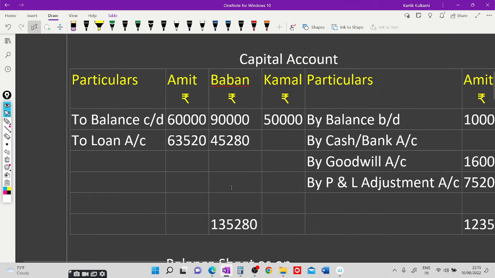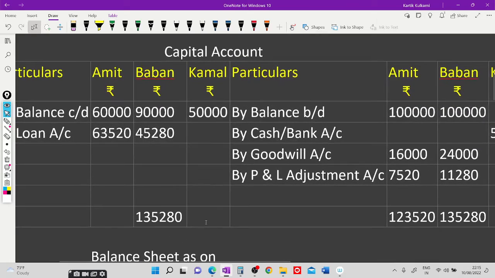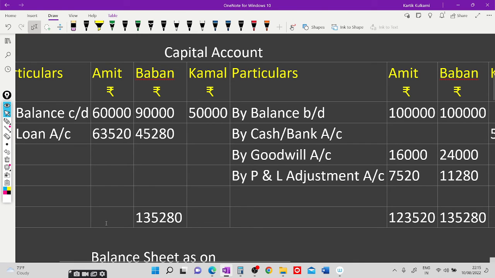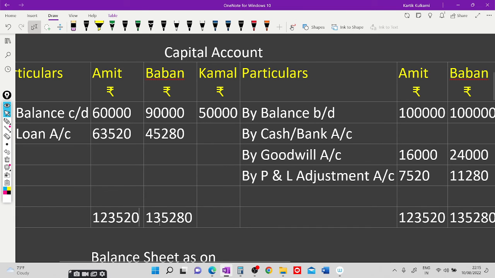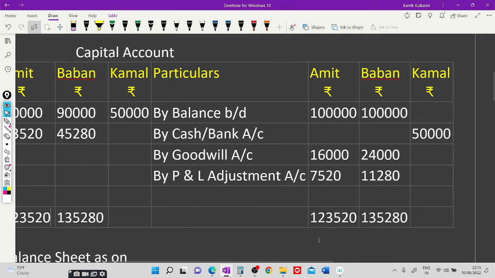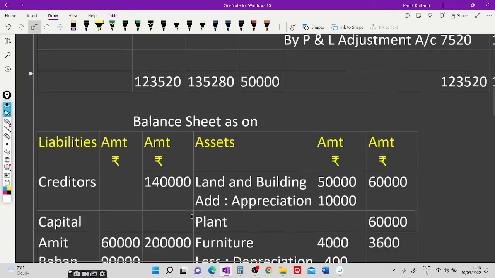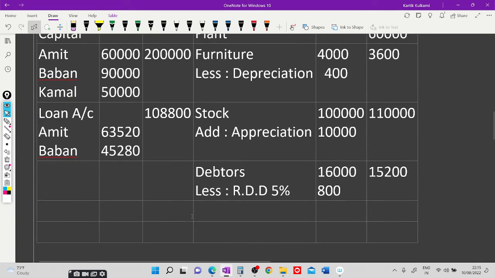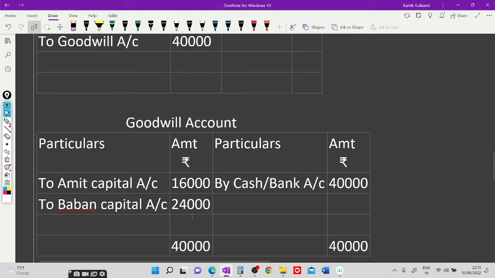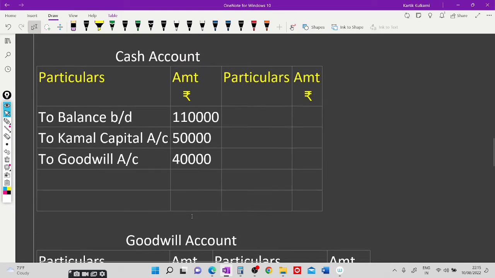So we have closed Amit's account, we have closed Baban's account. This is the capital account, 123,520, and naturally in Kamal's account the credit total and debit total are both the same. There is no balancing figure here. We have closed the capital account. Let's close the cash account. You can see the goodwill account is automatically closed.